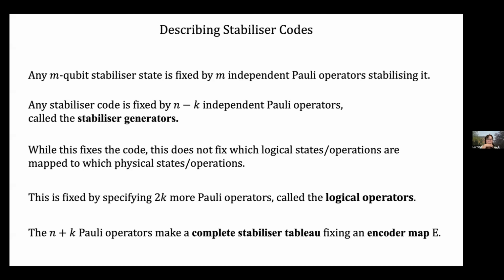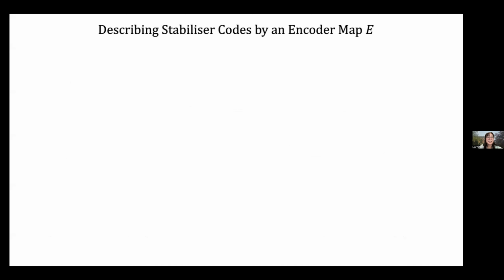The total number of Pauli operators that we've specified so far here, which is n minus k plus 2k, which is total n plus k, are independent Pauli operators. These together make a complete stabilizer tableau, fixing an encoder map E. So the crucial distinction is that a stabilizer tableau just fixes the code, and each row is a stabilizer generator. And the complete stabilizer tableau, in addition to fixing the code space of the code, also fixes the logical operators. So we'll get to a bit more about that in a bit, but this is just terminology.